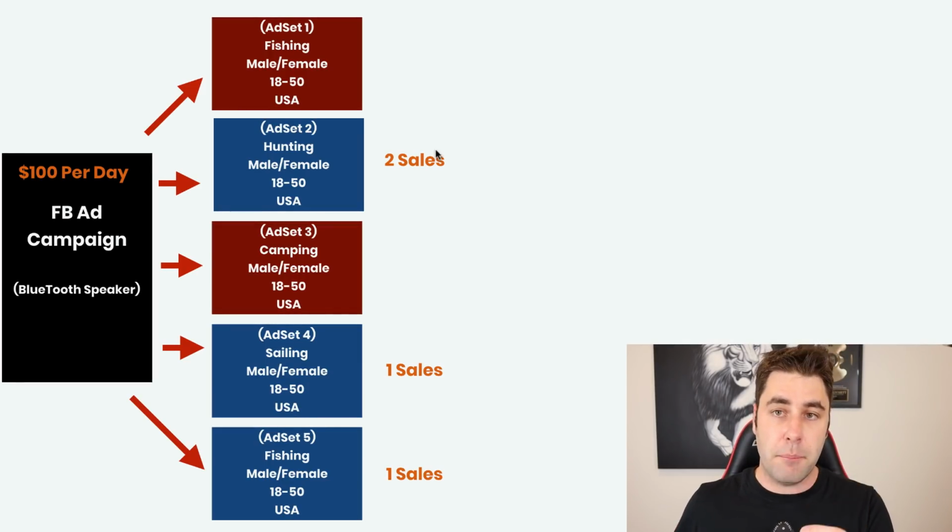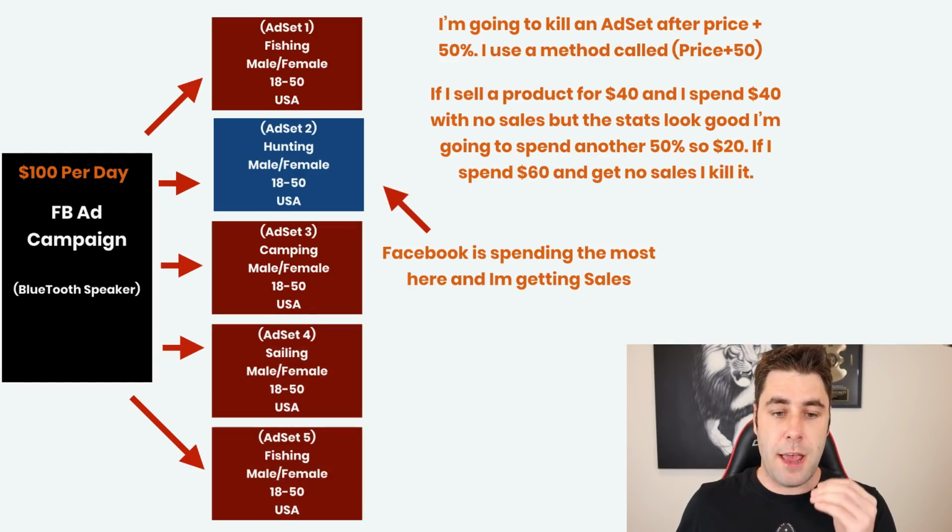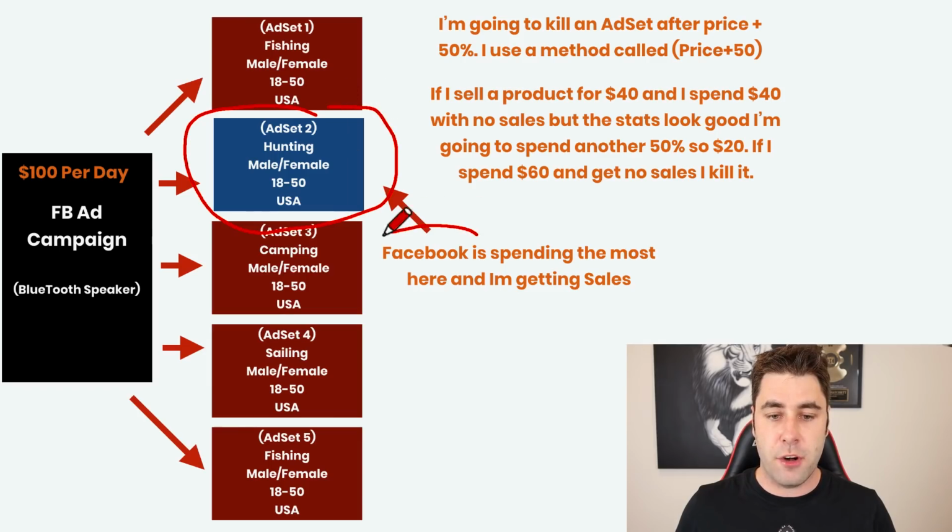But for this example, we're going to say, hey, Facebook is running the red ones like garbage. We're going to cut them, and we have 1 ad set that's doing extremely well. I know this is a little bit deep, but I'm very thorough with what I do. So the first thing I want to explain is that in this training, Facebook is spending most of its money on this ad set for us, and that's where we're getting most of our consistent sales.